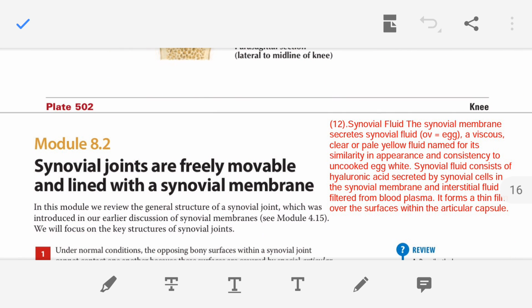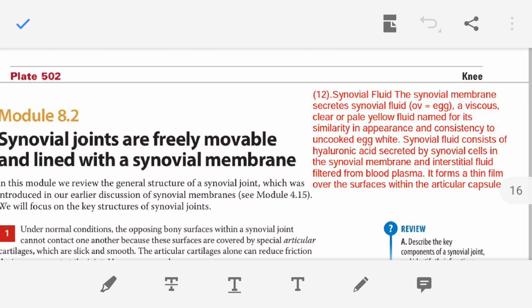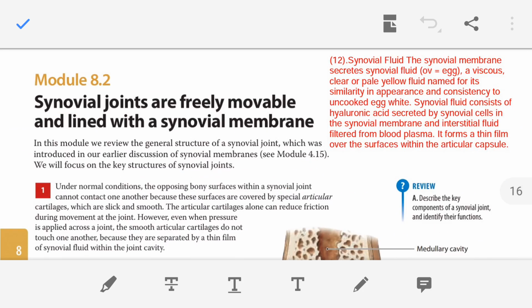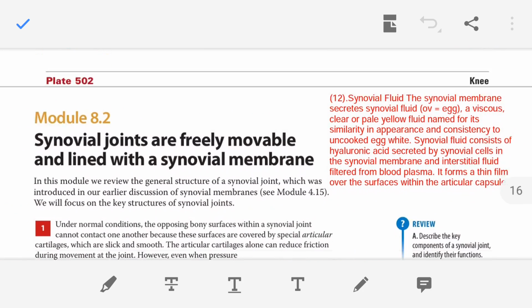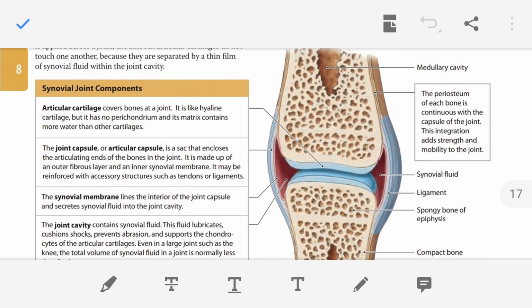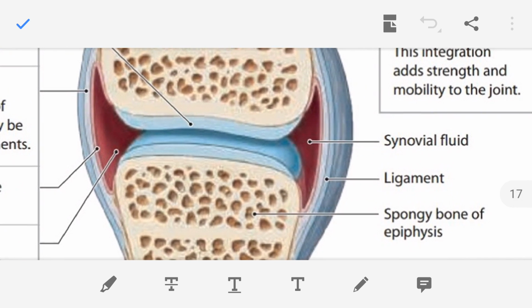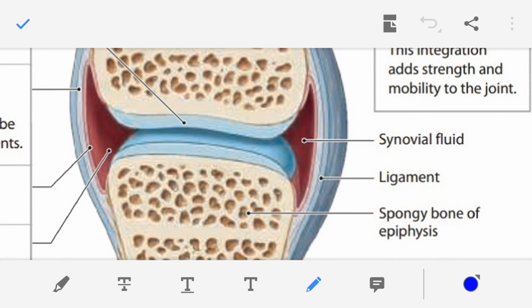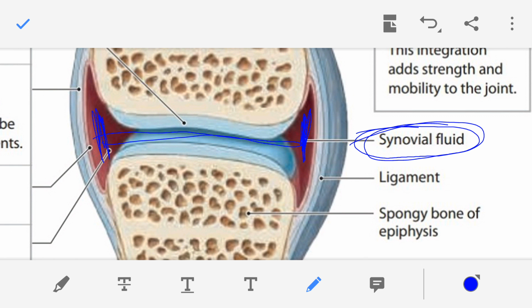Now the 12th point, synovial fluid. First of all, let me show you where the synovial fluid is present. Synovial fluid is present around the articulating bones. Here all this space is filled with the synovial fluid. Here also synovial fluid is there.